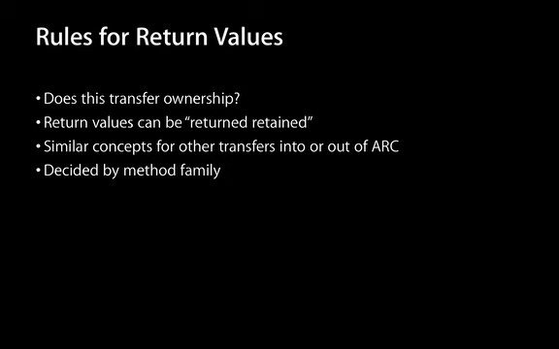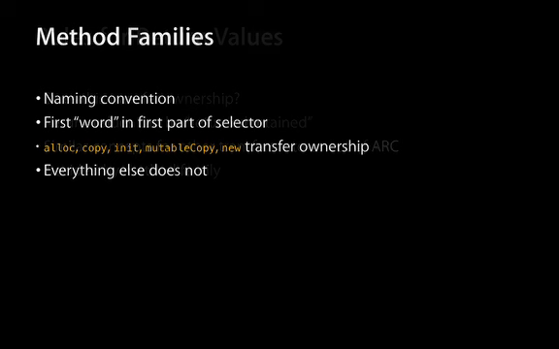The rules for return values now are much like you've already done with existing programming. And the questions are, does this transfer ownership? Are they returned retained? Are we allocating a new object, for example? And it's similar to transferring in and out of ARC, like Malcolm described. And we do this by looking at the method family name. The Cocoa convention is that the first word of the method tells you what the semantics are. And the first word is the lowercase part up until the capital part.